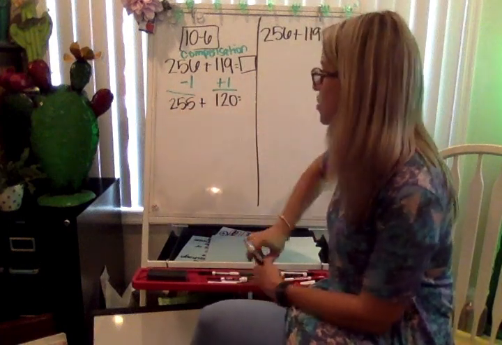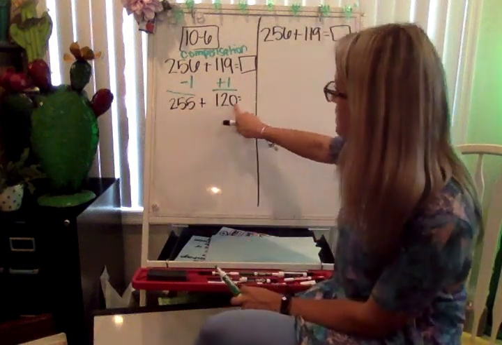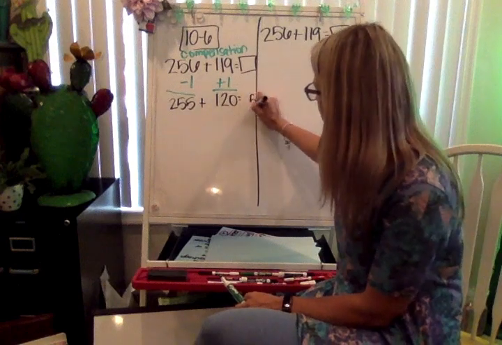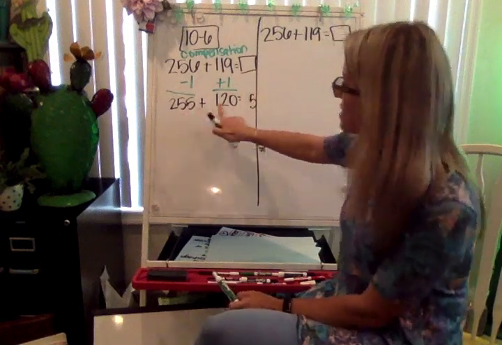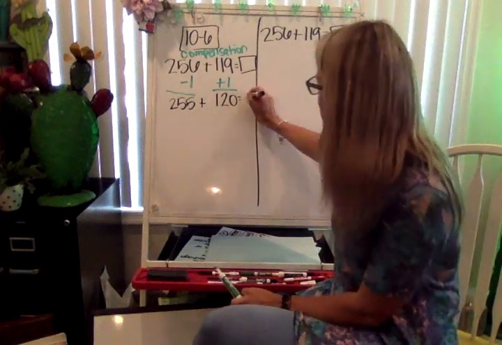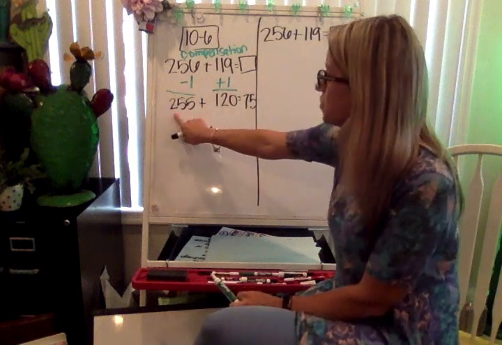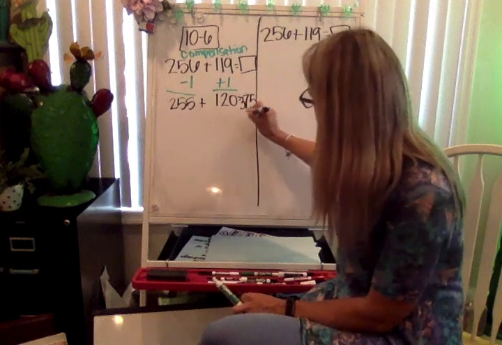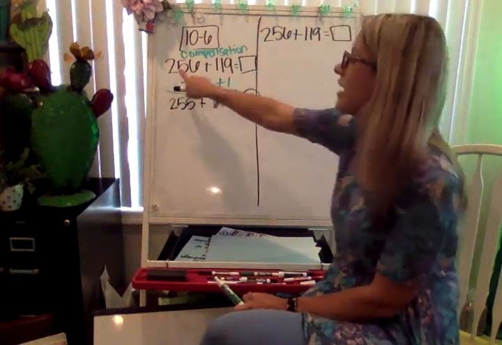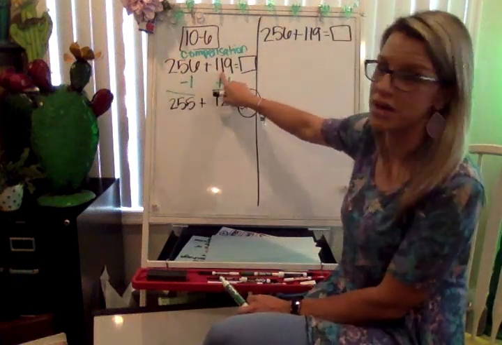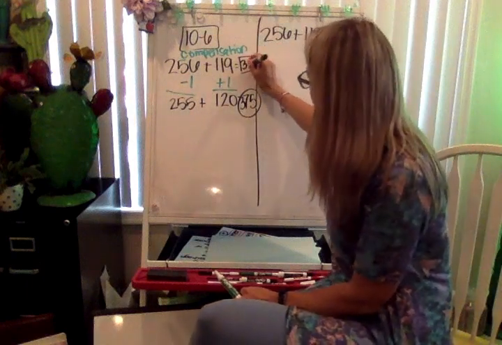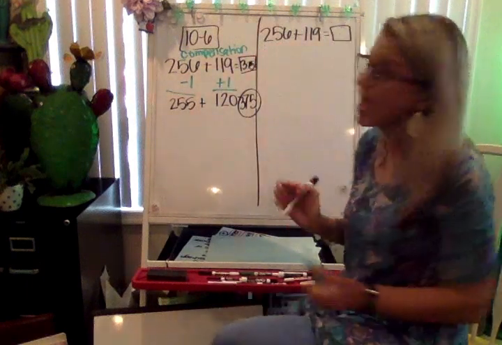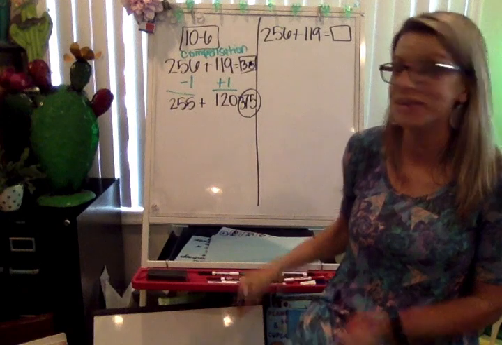So let's go ahead and solve this. 5 ones plus 0 ones is 5 ones. 5 tens plus 2 tens is 7 tens. And 2 hundreds plus 1 hundred equals 3 hundreds. So the sum of 256 plus 119 is 375. And that's using compensation.